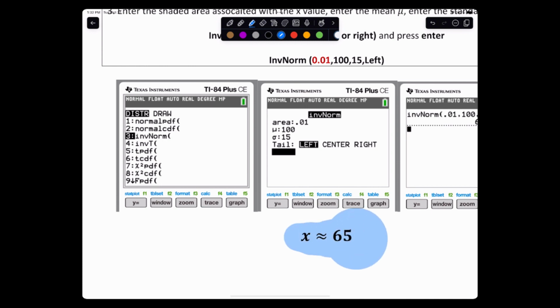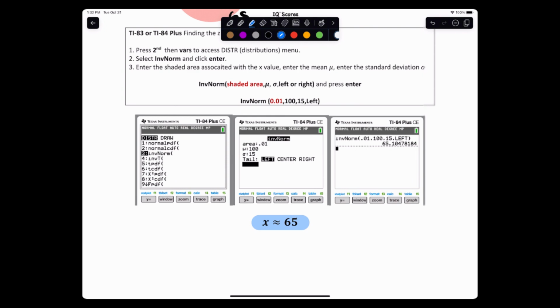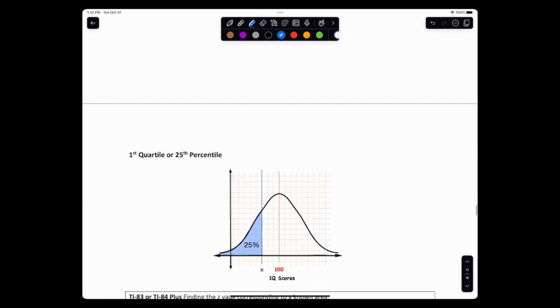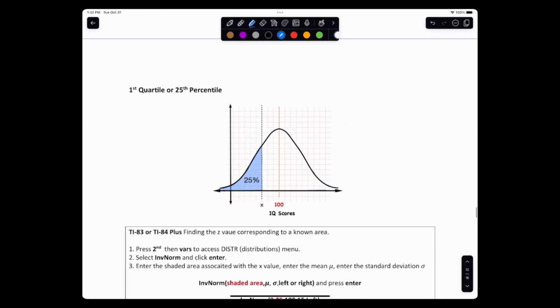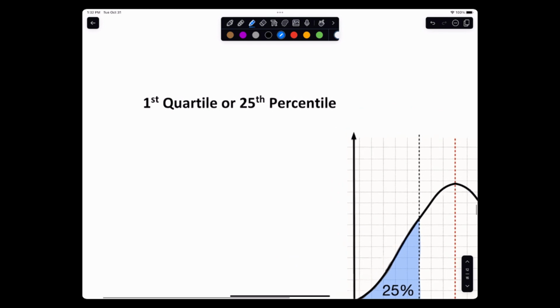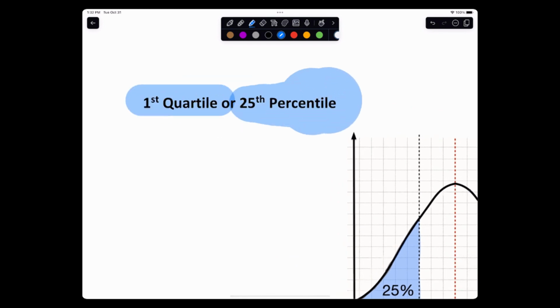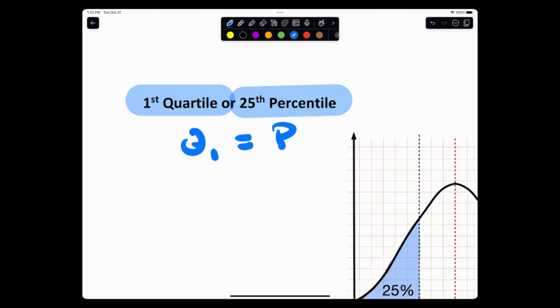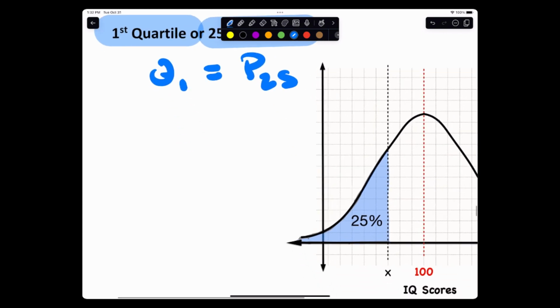Now, there's just a few more we have to do. You say, what do we need to remember? First quartile. Do you remember what the first quartile is? That's the 25th percentile. So, ladies and gentlemen, I'm going to write that in our notes. Q1 is P what? 25. Do you guys remember that one? We're almost done.